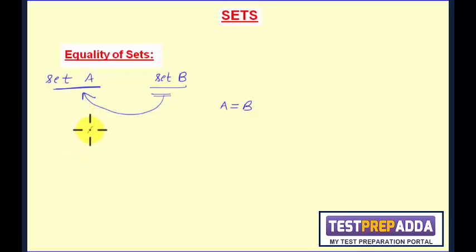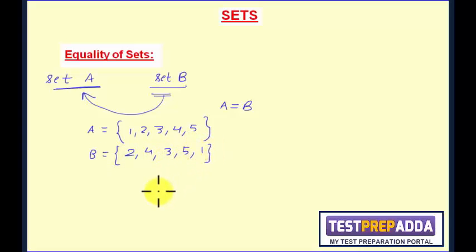For example, if I take set A as 1, 2, 3, 4, 5, and second set B as 2, 4, 3, 5, 1. Now if you check all the elements of the two sets, you can find every element of set A is there in set B. Similarly, each element of set B is also there in set A. So, both the sets have the same elements, and that is why the two sets will be called equal sets.